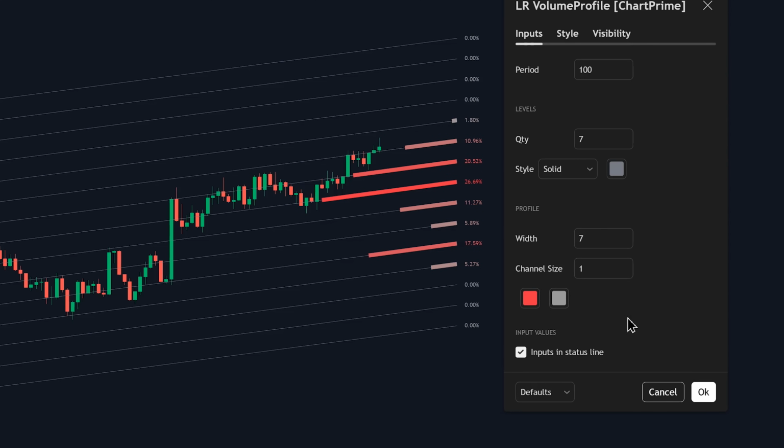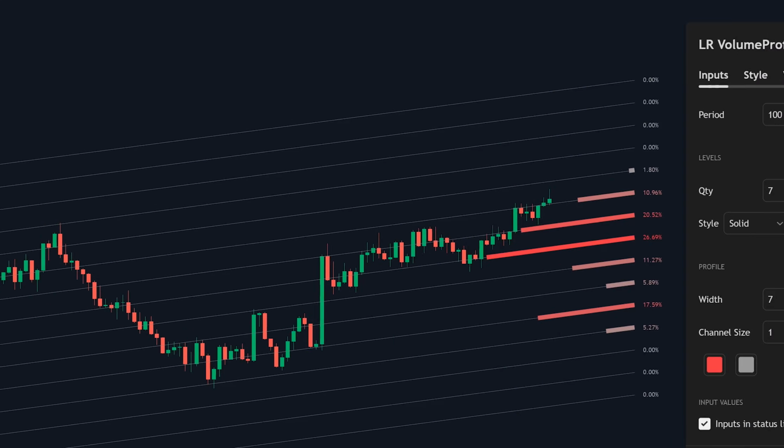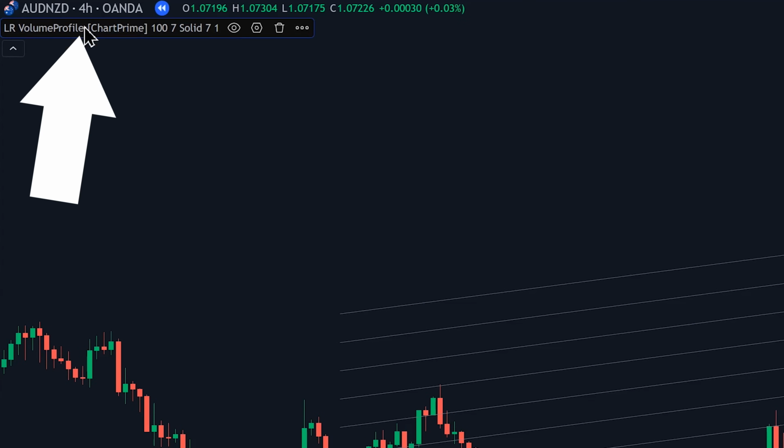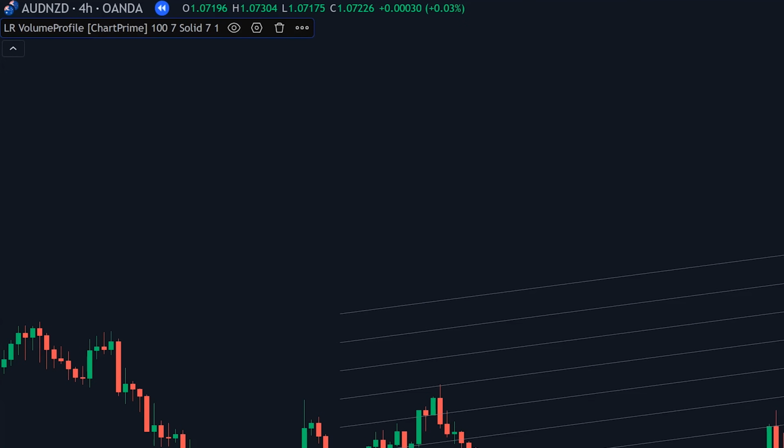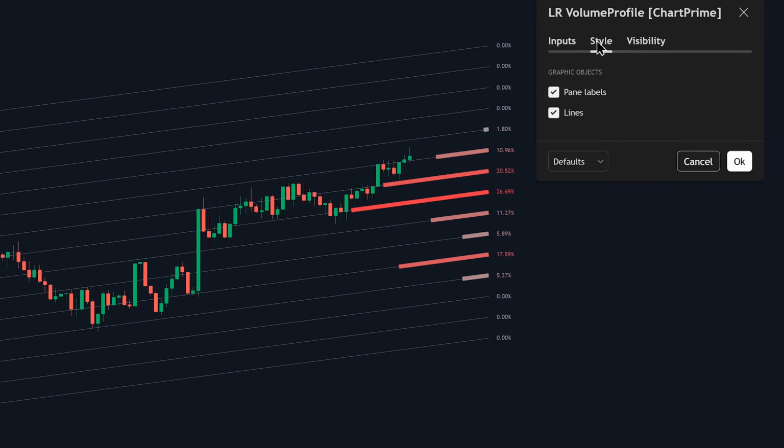Finally, there's a little checkbox for Inputs in Status Line. Ticking this just means the indicator's main settings, like the period and quantity you picked, will show up conveniently in the status line at the top left of your chart. So yeah, plenty of ways to tweak it to fit how you like to see things.